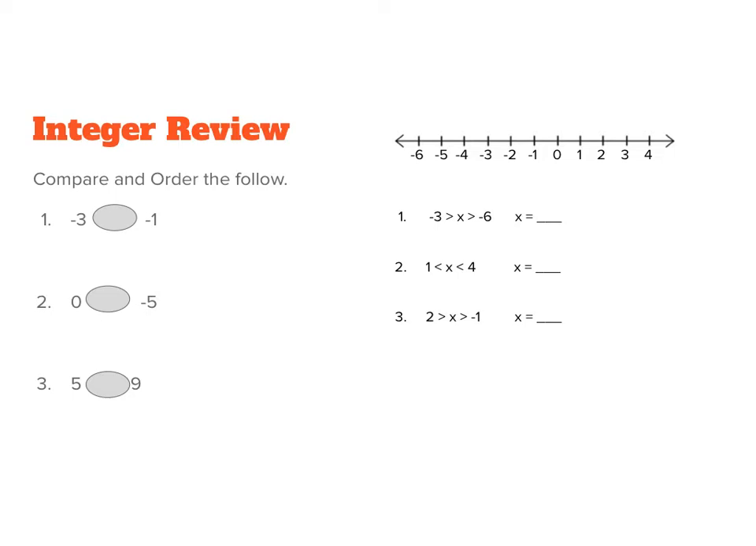So integer review is when you're comparing and ordering the following. So you have -3 and -1. Remember, when it's negative, the bigger the number, the lesser it's going to be, because it's going to the lower part. So this is lower. So that's why you need to look at it. So we have -3, -1. That means that -3 is less than -1.